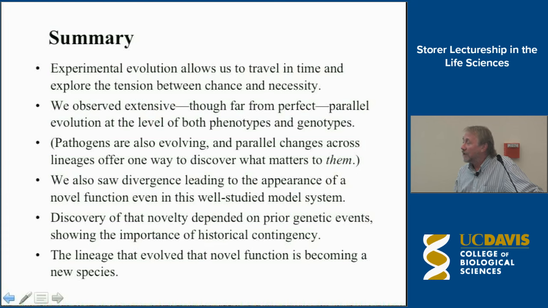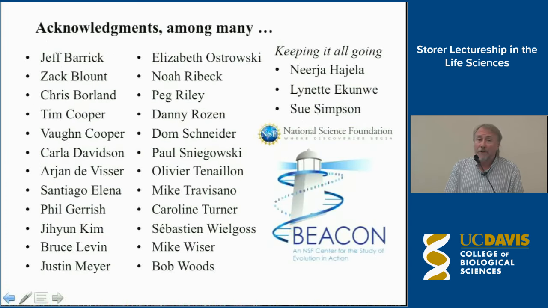We showed that this discovery, this evolutionary discovery of the novelty, depended on not just a single genetic event, but this sort of historically contingent accumulation of contextual changes. And that at least by some ways of looking at it, this lineage that evolved the new function is becoming a distinct species. So an experiment like this has gone on for 27 years and some. I've only listed a few of the people who participated in it.